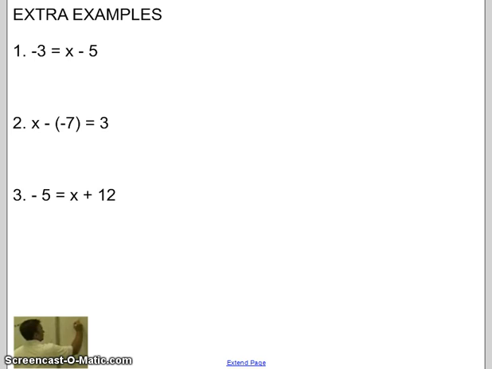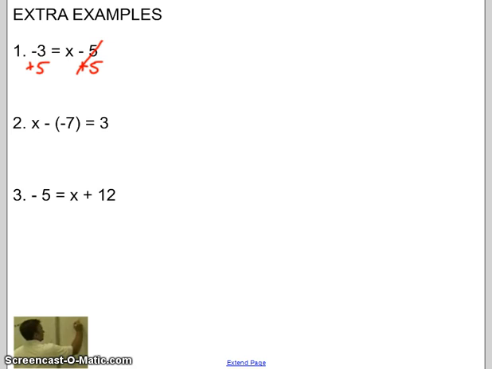Alright, a couple more examples to help you guys out. Number 1, we're not going to check these. Number 1, we have negative 3 equals x minus 5. Well, we got to get rid of this here, this minus 5, so we add 5. Since we add 5 to one side, we have to add 5 to the other side, just like the scale.